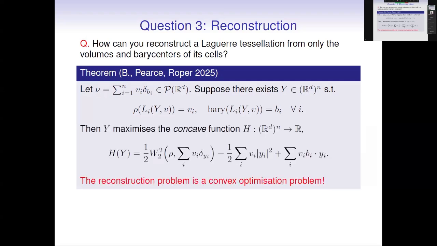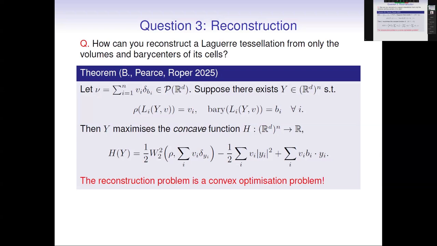And so the seeds maximize a concave function. Actually, the formula doesn't really matter. But the point is, the reconstruction problem is a convex optimization problem. So you maximize, unconstrained, a concave function, and that will solve the reconstruction problem for you. I don't want to talk about the formula. This is a 2-Wasserstein distance squared, and this is a quadratic function of the seeds. It's kind of like the difference between Wasserstein costs. And so the important thing is that the reconstruction problem is a nice convex optimization problem.